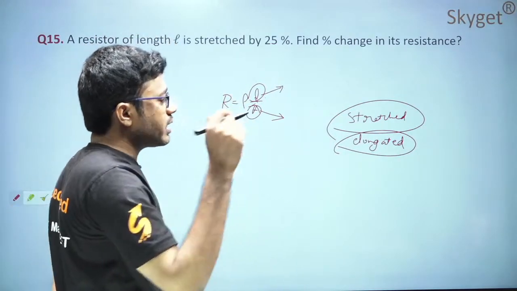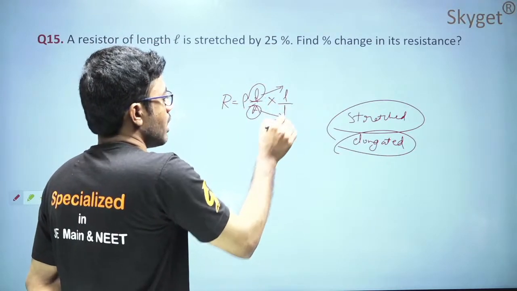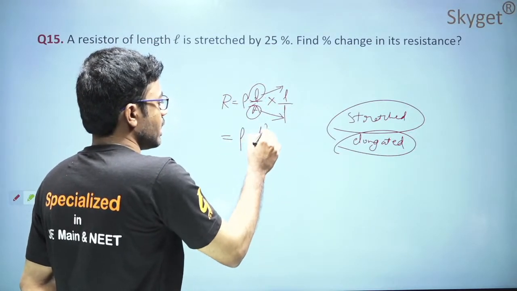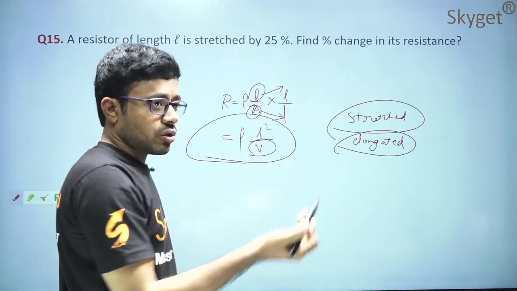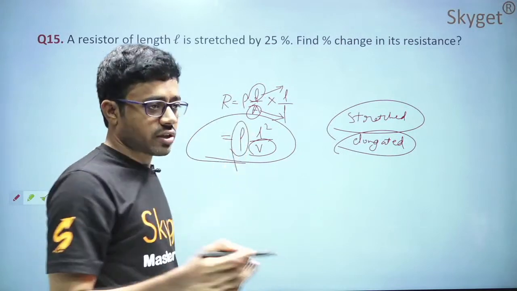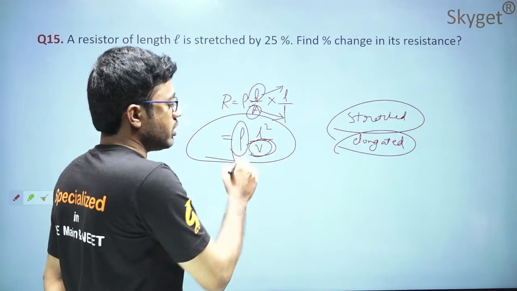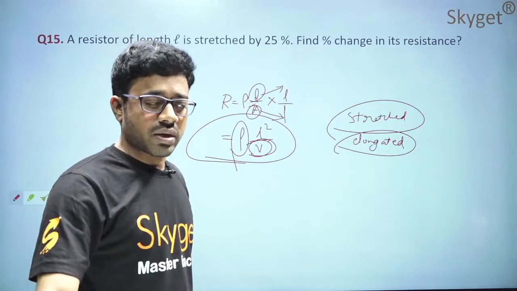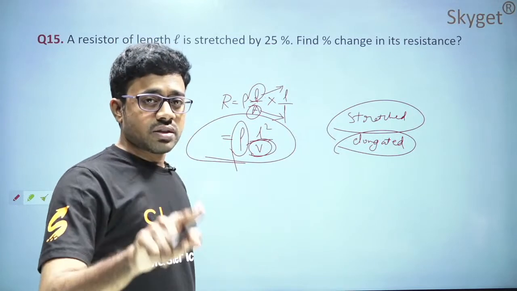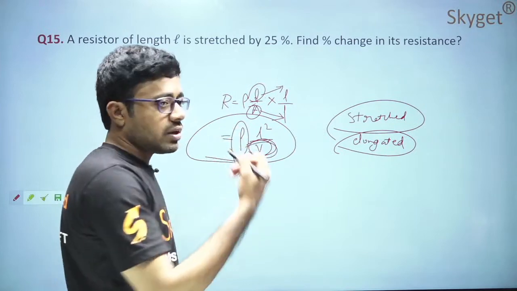To make that happen, multiply by L by L. So rho L square by A into L, which is V. So it comes in terms of volume. Here rho, the resistivity, is obviously constant, which depends on the material of the wire. And V, the volume: when you stretch or elongate, the volume of the wire will remain the same, but there will be a change in the length and also in the area of cross section, but the total volume will remain the same.